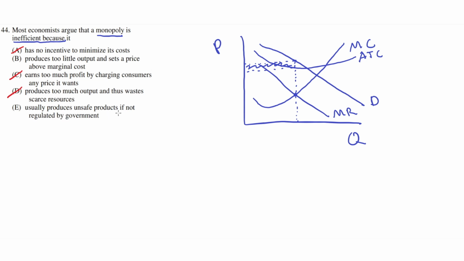E. Usually produces unsafe products if not regulated by the government. This is incorrect because this isn't why a monopoly is inefficient. There are many cases where monopolies don't produce unsafe products, but they are still inefficient. So E is incorrect, and the correct answer is B.